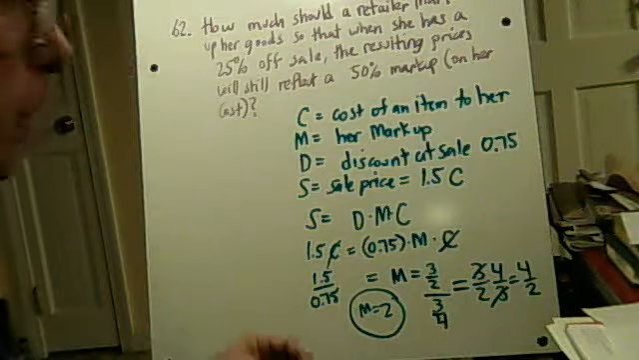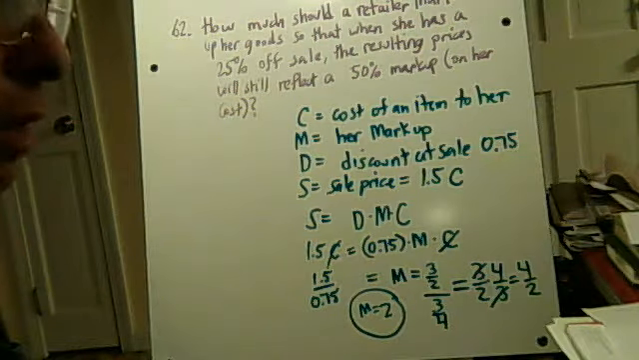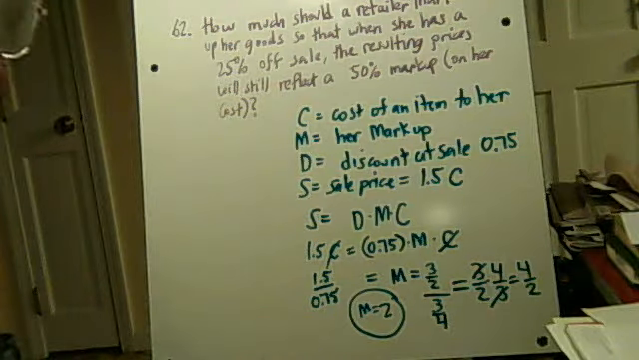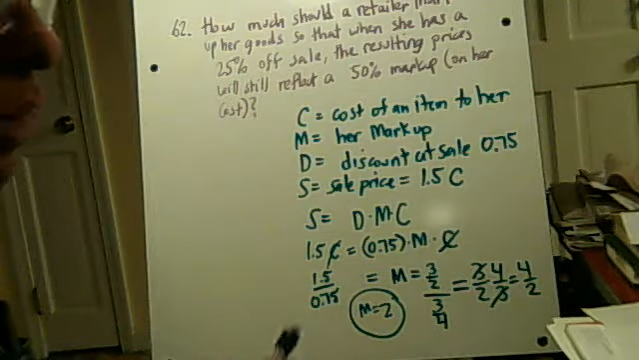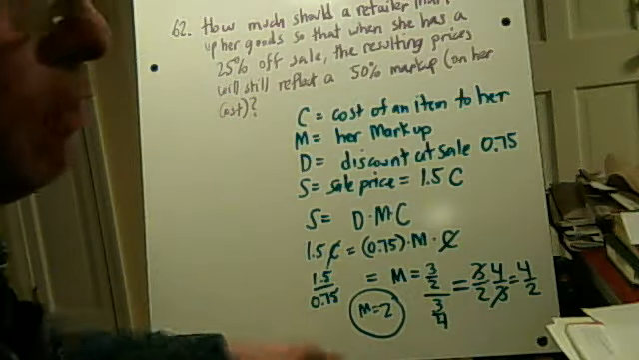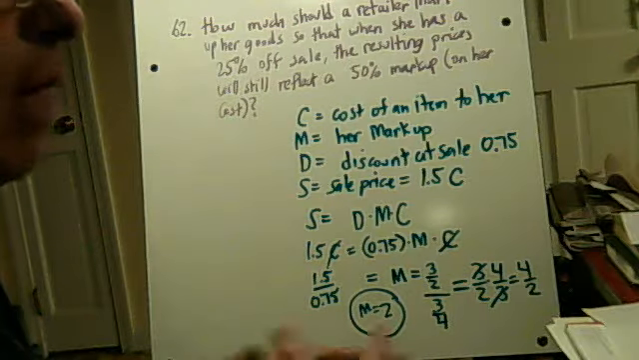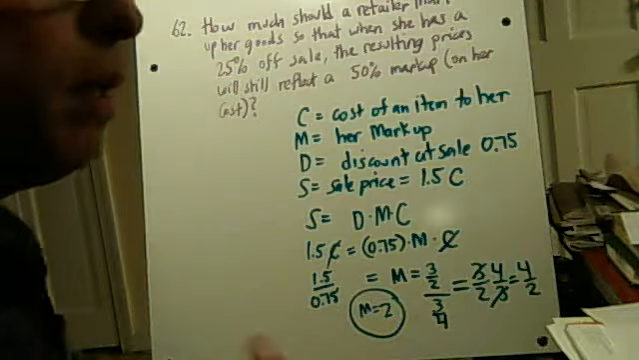This is a very common markup in retail. You buy something for $1, you list it for $2. Then you sell it on sale for 25% off. 25% of the $2 is 50 cents, so you sell it for $1.50. Now when someone buys it, you still got a 50% markup.